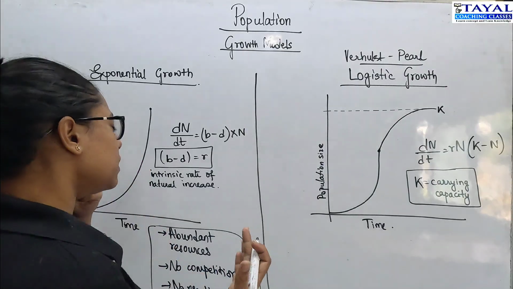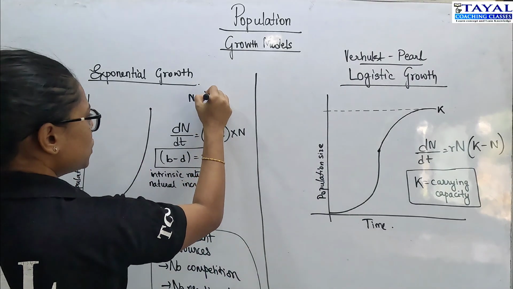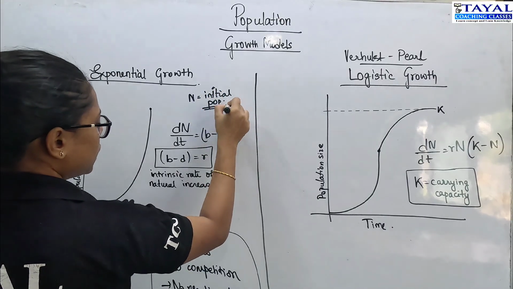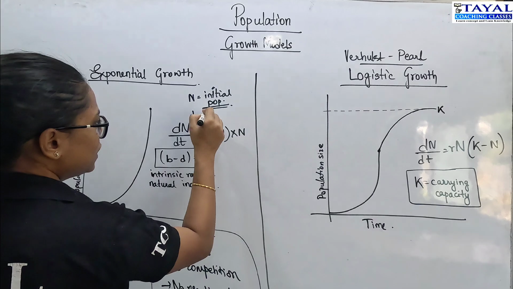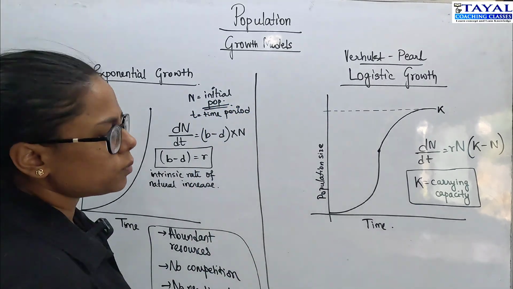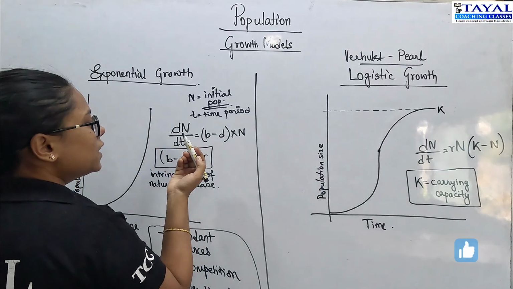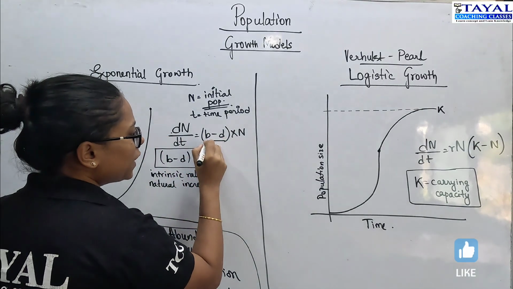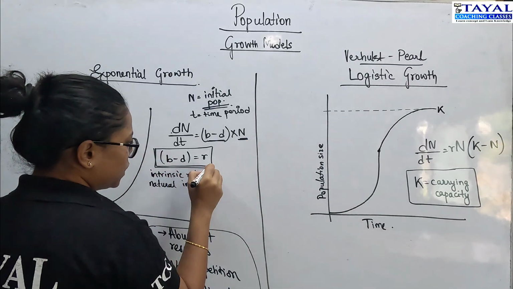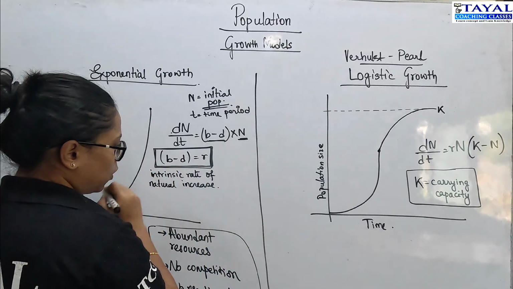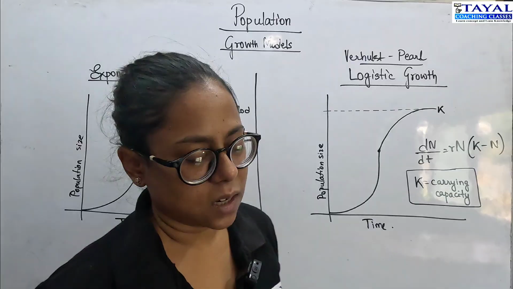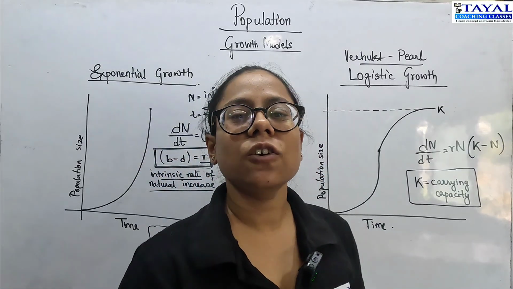So how do we calculate it then? N is the initial population at time t, and t is the time period over which the increase or the growth we are trying to measure. Then dN by dt, that is delta N, is going to be b minus d, birth rate minus death rate, into the original population. This, the birth rate minus death rate of any given population, is known as the R, or the intrinsic rate of natural increase, right? So it is the increase factor or the growth factor.